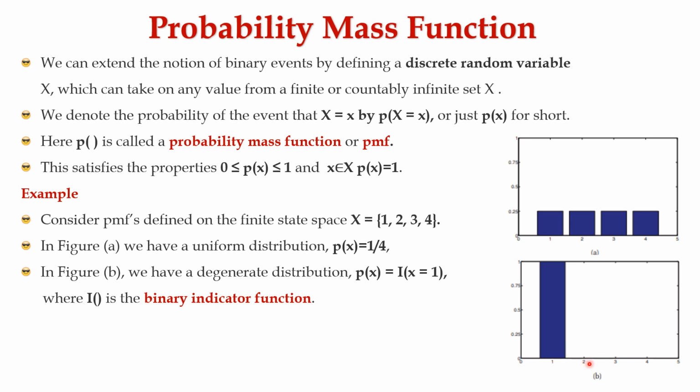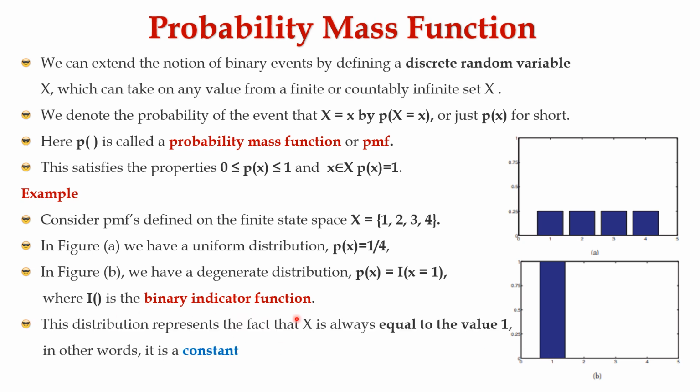We do not need to select 2, 3, and 4. It means that we are constantly selecting the value 1, where I of is the binary indicator function. This distribution represents the fact that x is always equivalent to the value 1, as we have seen in this figure. In other words, it is constant, since we are not using 2, 3, and 4 values in the state space.